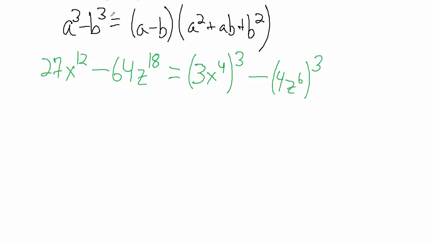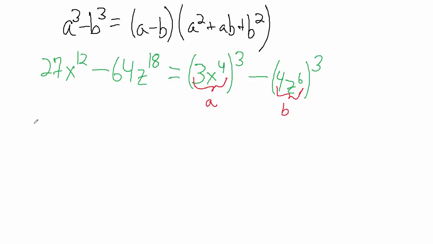Now if we continue with this formula, what's our a and what's our b? Well, the a is this first part being cubed, and the b is the second part being cubed. So a is the entire thing in the parentheses here, and b is the entire thing in the parentheses here, because this is all that's being cubed, 3x to the 4th, and this is all that's being cubed over here, 4z to the 6th. So let's just continue with the formula now.